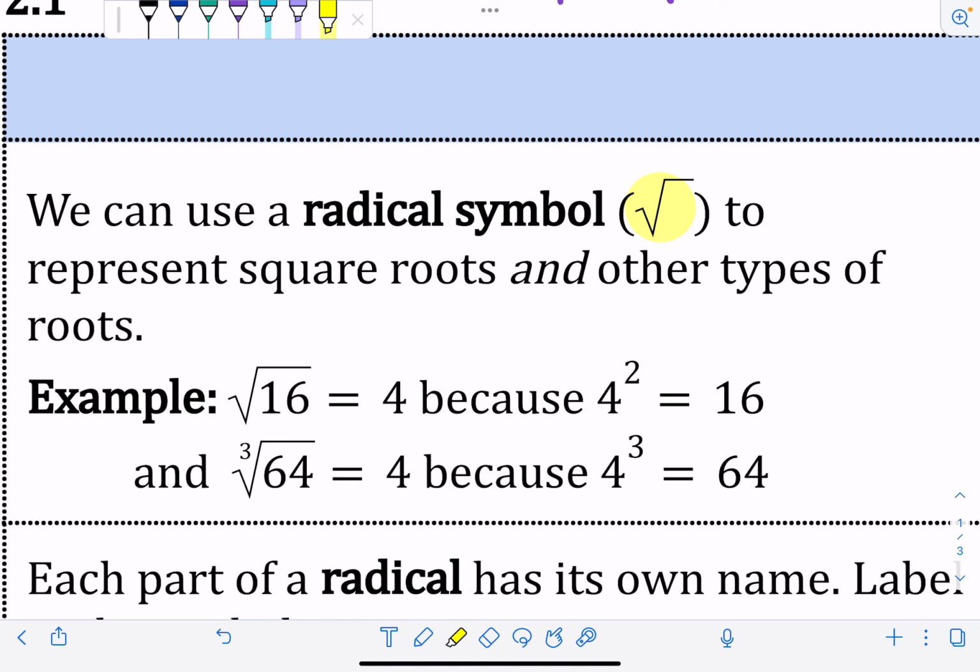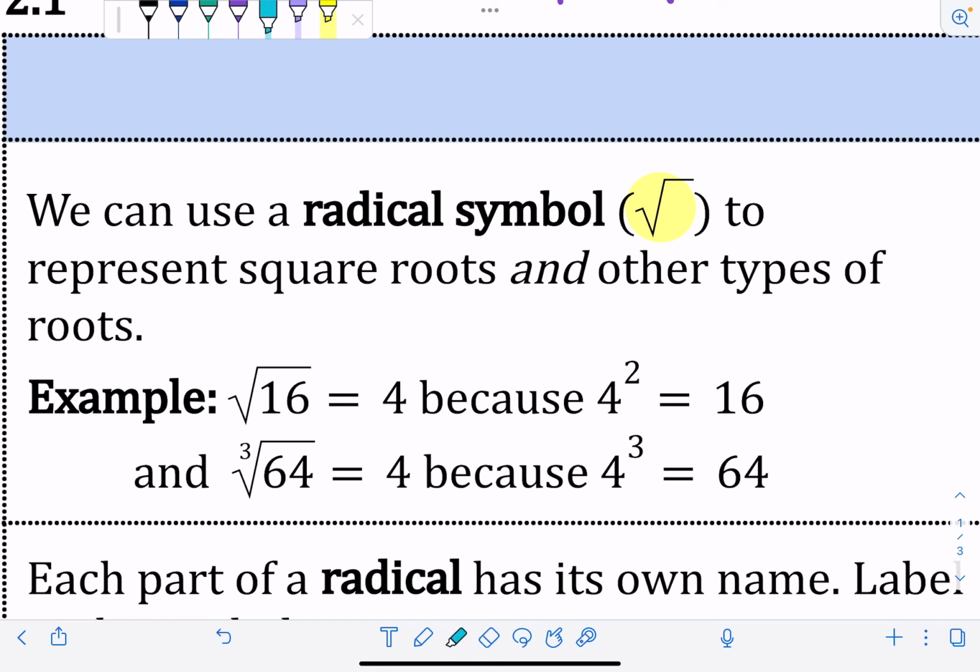types of roots. So for example, the square root of 16 is 4, because if we were to take 4 and square it, it would be 4 times 4, which is 16. So square roots and a squared exponent are inverses of each other. They have the opposite effect. So think of it as one is going forward, one is going backwards.